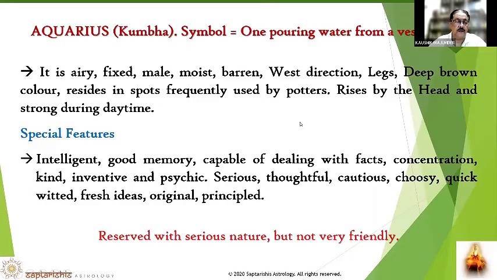The special features of Aquarius: they're intelligent, good memory, capable of dealing with facts, high level of concentration, kind, inventive, and psychic at times, serious, thoughtful, cautious, choosy, quick-witted, come up with new ideas, original in their approach, and principled. So the characteristic that I have highlighted in red is reserved with seriousness, but not very friendly. They will tend to make friends with like-minded people only.